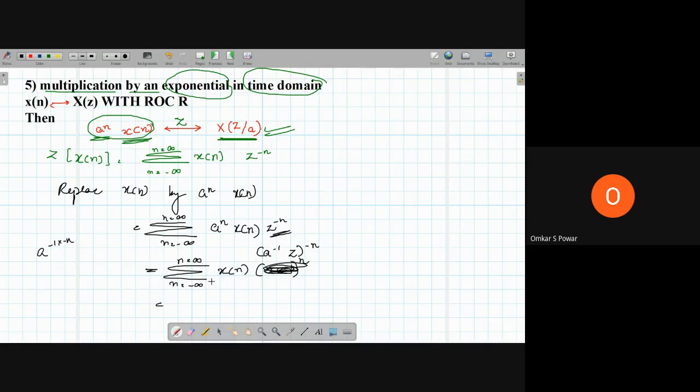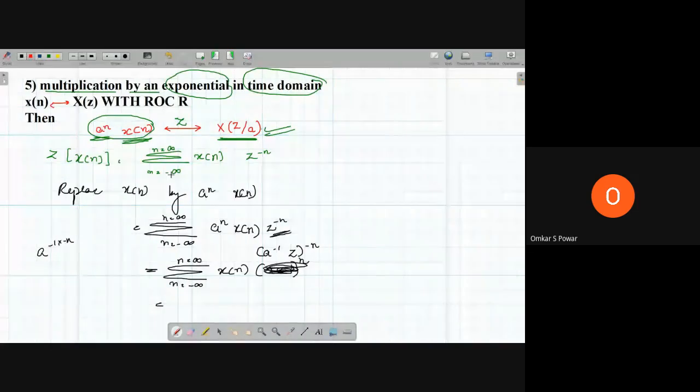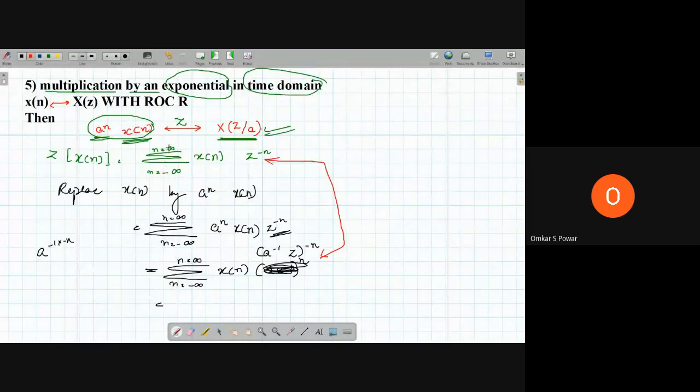Now what is this? If you see this properly, compare these terms. Summation n varies from minus infinity to infinity here, and here also you have summation n varies from minus infinity to infinity. X of n here and x of n there. Here you see z to the power of minus n; here instead of z, it is a to the power of minus 1 into z whole to the power of minus n. So if this one is X of z, this will be X of a to the power of minus 1 into z, which is equal to X of z by a.